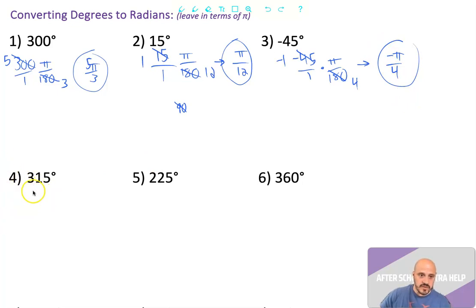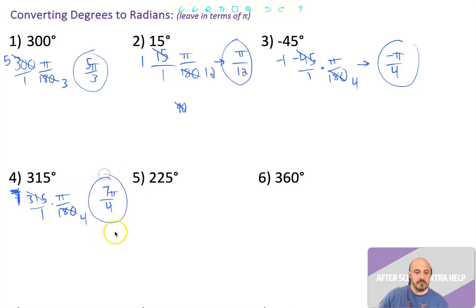Moving along to 315 degrees, same thing here, 315 over 1. And I'm going to multiply by our factor of pi over 180, to turn it into radians. Well, let's see, what's the biggest number that goes into both of these? If we've practiced with those factors, I know that 45 goes into 180 4 times, and 45 goes into 315, well, that would be 7 times. See, I need to practice sometimes too. So 7 pi over 4 is my answer for 315 degrees.